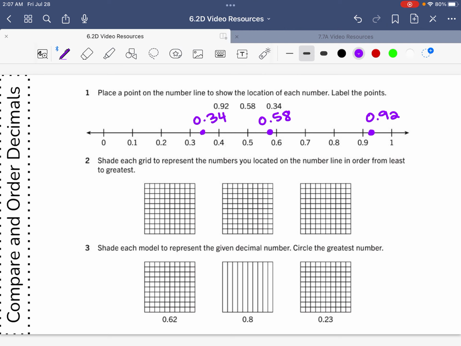So now that I have labeled all of my points on my number line, I want to shade each grid to represent the numbers that I located. So they gave us 3 hundredths grids. And for the numbers that we plotted, we want to represent them in order from least to greatest. So the first number that came up was 34 hundredths, which when I go to shade it, I would shade 3 rods and 4 units.